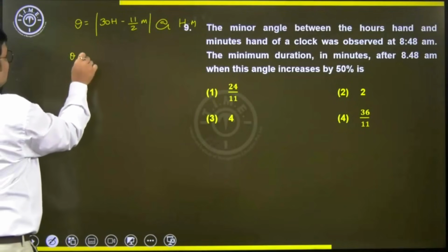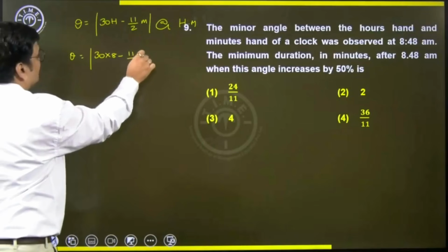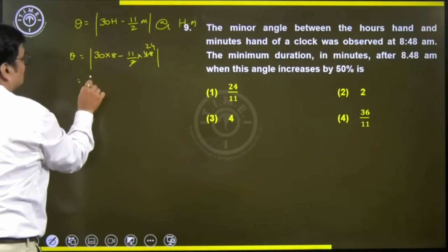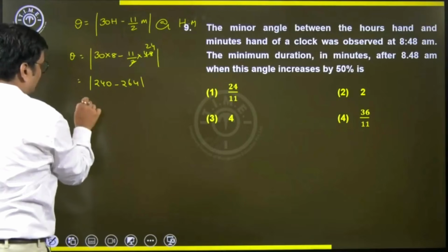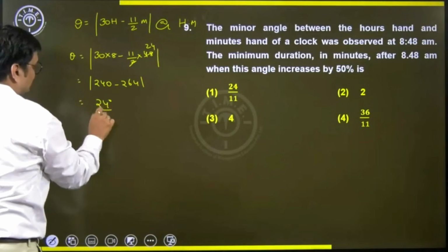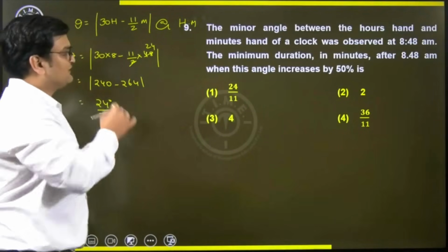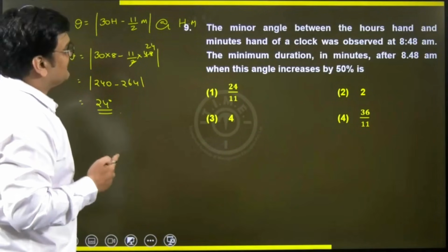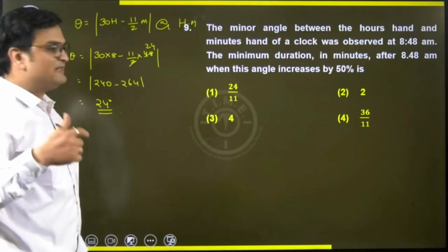So, theta will be mod of 30 into number of hours minus 11 by 2 into number of minutes. When you solve this, 240 and 264, which gives us 24 degrees. So at 8:48, the angle between the hands of the clock was 24 degrees. Now he's asking us the minimum duration in minutes after 8:48 when this angle increases by 50%.